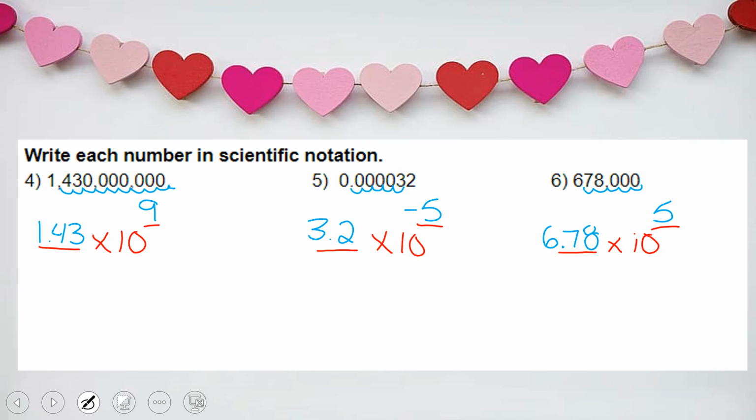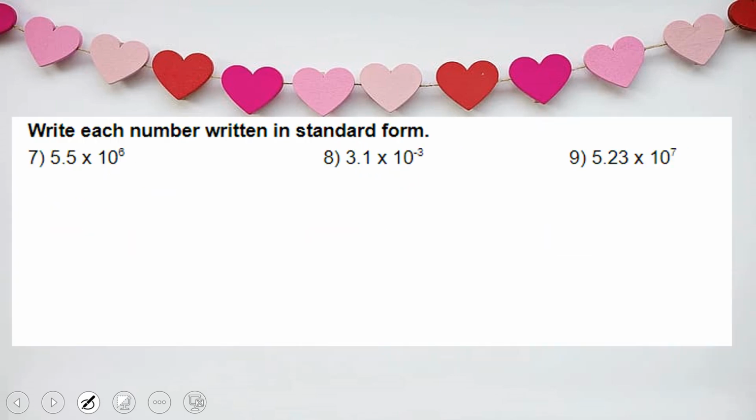Okay, now let's reverse this process. I'm going to take a number in scientific notation and rewrite it into standard form. So to do this, I'm going to write down my 5.5. I know I'm going to have to move my decimal 6 places, but I have to figure out what direction. Well, if that is a positive 6, 5.5 is going to end up becoming a very large number, which means I'm going to have to move my decimal to the right to start making it that large number. And I need to move it right 6 places.